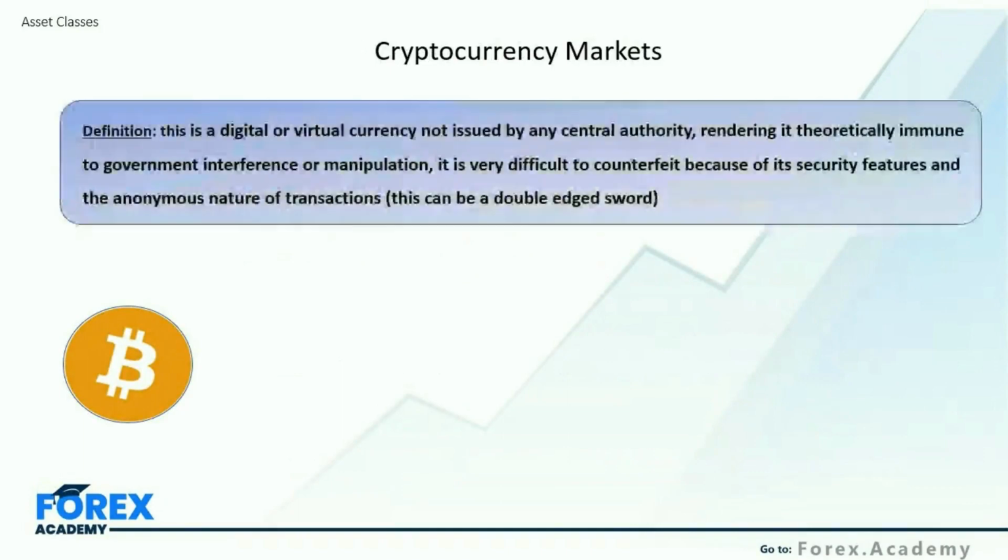So moving on to the cryptocurrency markets, and to give you a definition, this is a digital or virtual currency not issued by any central authority. So it's very much decentralized, rendering it theoretically immune to government interference or manipulation. And the key word there is theoretically. It is very difficult to counterfeit because it is secure. Its security features and the anonymous nature of transactions make it difficult to counterfeit.